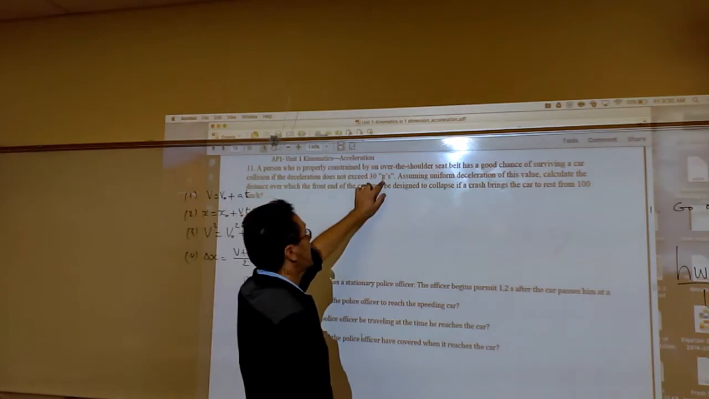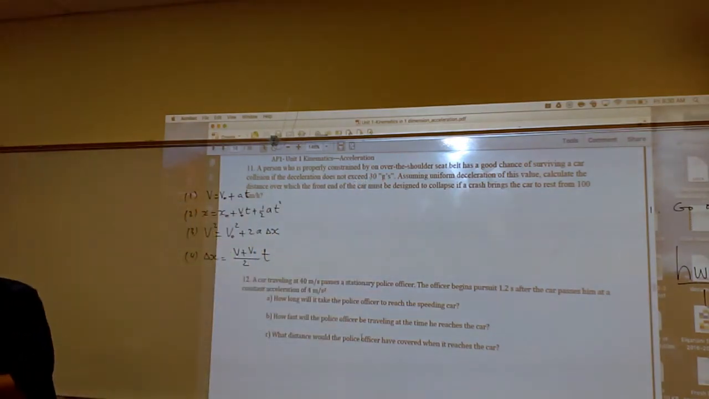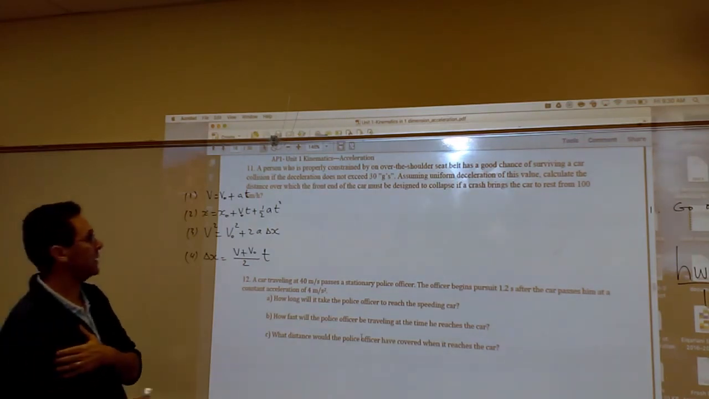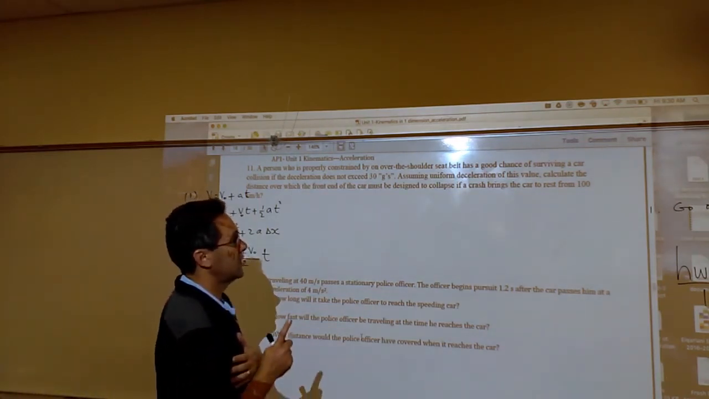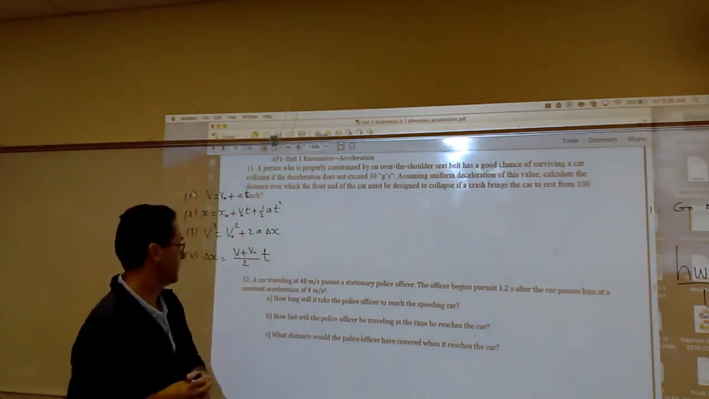G stands for 10 meters per second squared. Okay, so let me see if we want to do that, if it's too simple. Yeah, that one is, I think, a little too simple. So we're going to use the equation that has the v squared and doesn't talk about time.